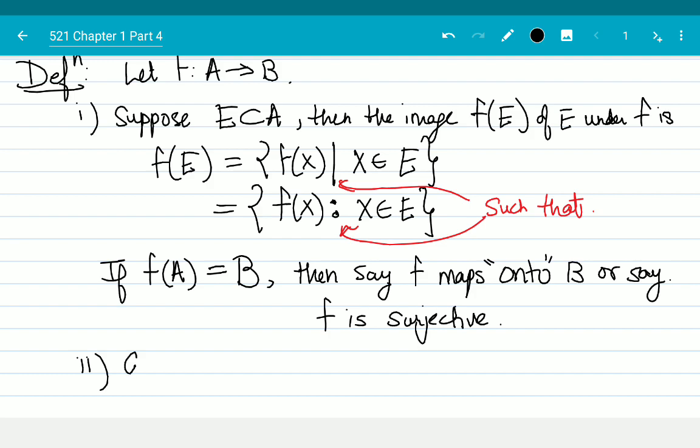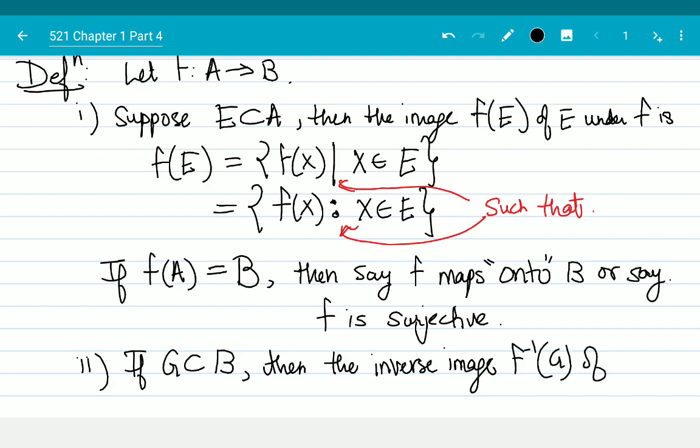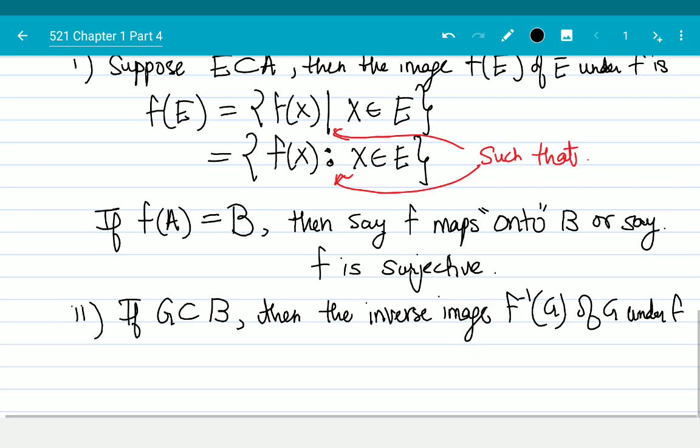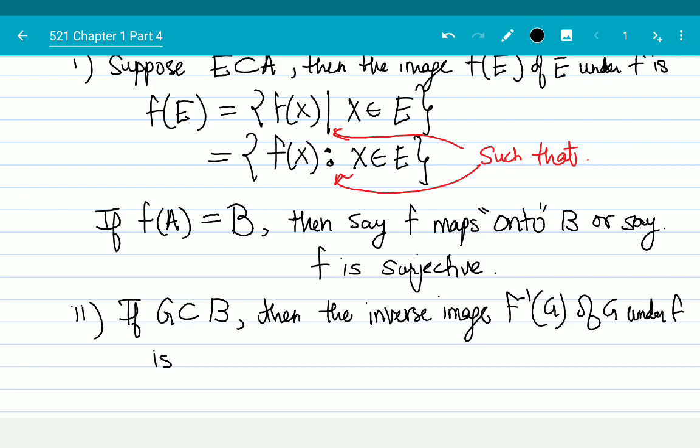Second, if G is a subset of B, then the inverse image f inverse of G, of G under f, is going to be defined as f inverse of G is equal to all elements x in A such that f of x belongs to G.